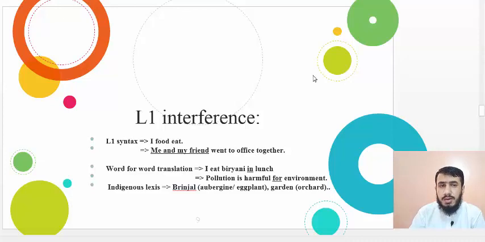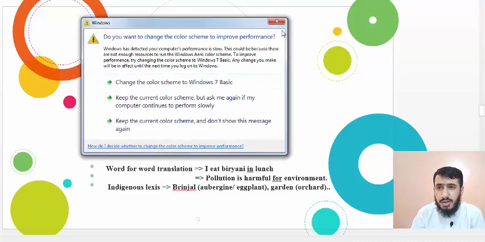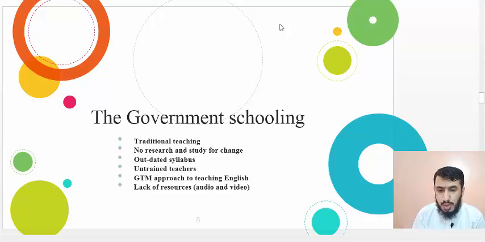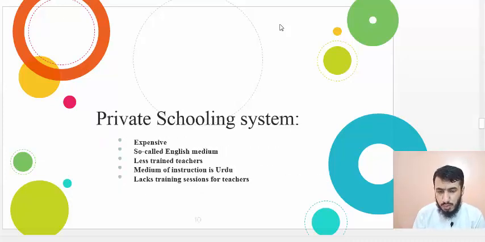And if they have some trees, some area where they grow fruit trees, that fruit tree area is also known as garden in Indian English mostly, especially among those who have studied at government schools.